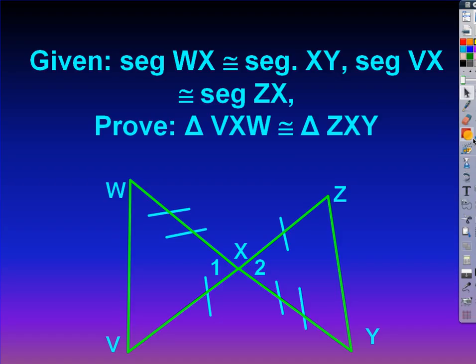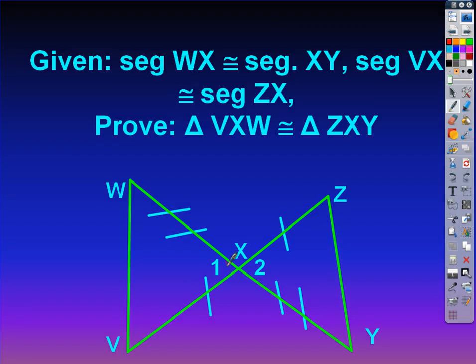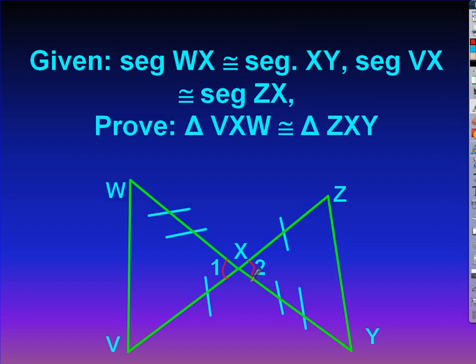So we can do this. If we're able to link those angles, we've got it, don't we? Now we've got side angle side congruent to side angle side. Make sense? Okay? All right.